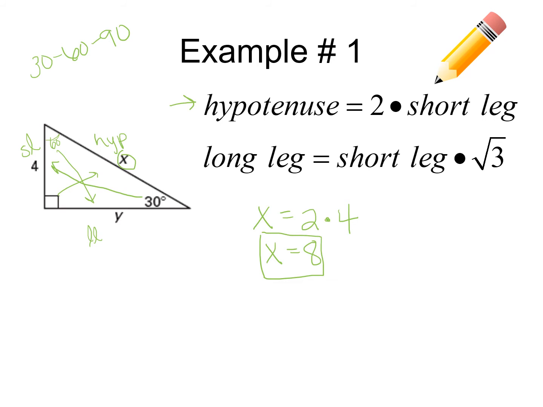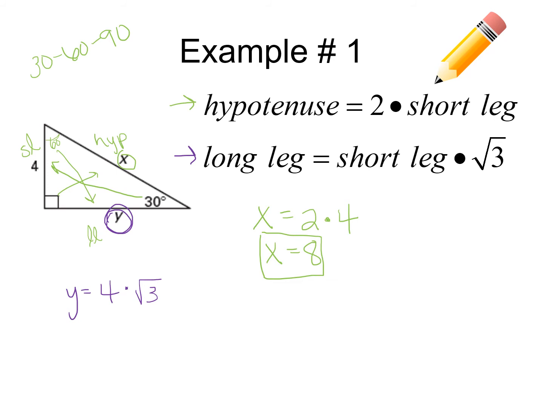Now, on the other hand, we still have to solve for y, and y again is my long leg, so we're going to have to use the equation that involves the long leg. So again, we use that equation, we just plug in for what we know. Well, we know the long leg is y. The short leg we have is 4 times the square root of 3. So here I have 4 times the square root of 3.